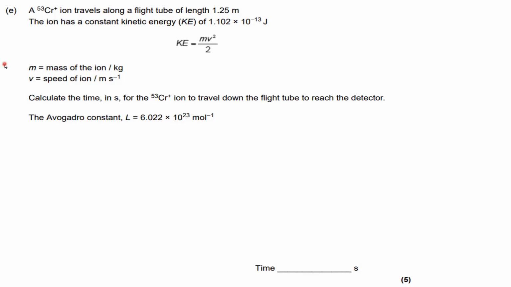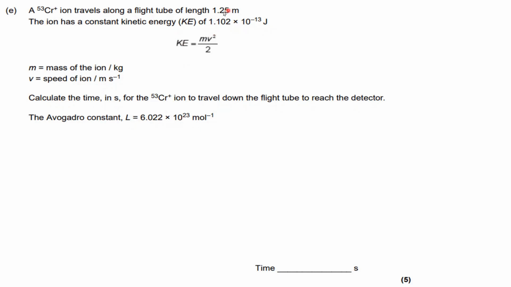Okay, guys, got a time of flight question here for A-level chemistry. So let's go through the maths of this one. They've given us the equation for kinetic energy, and they've given us the units that we need to use in the equation. They've also told us that we need to calculate the time. Notice time is not in this equation. We've got to calculate the time that the ion travels down the flight tube to reach the detector. They've also shown that we're going to use Avogadro's constant at some point in this series of maths calculations.